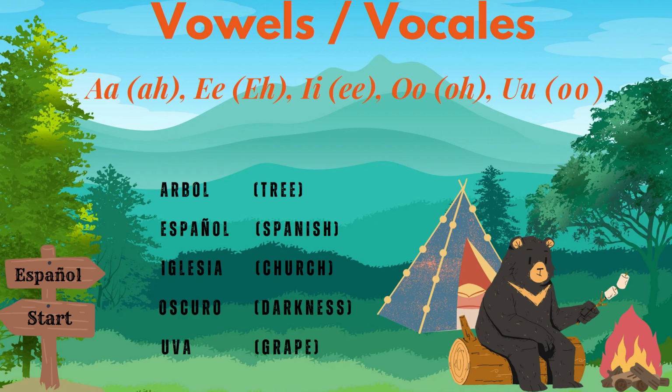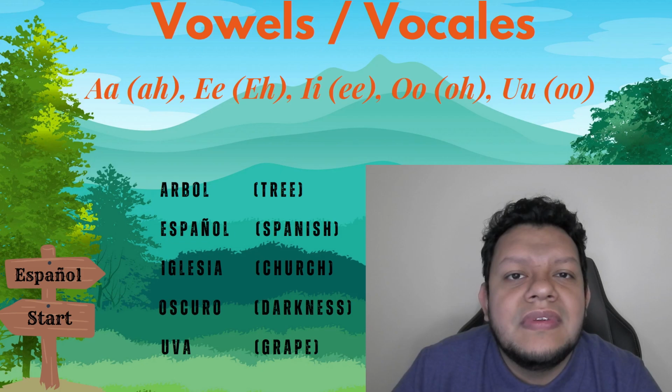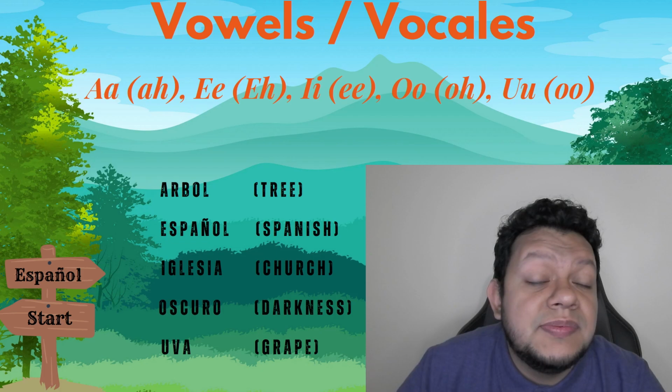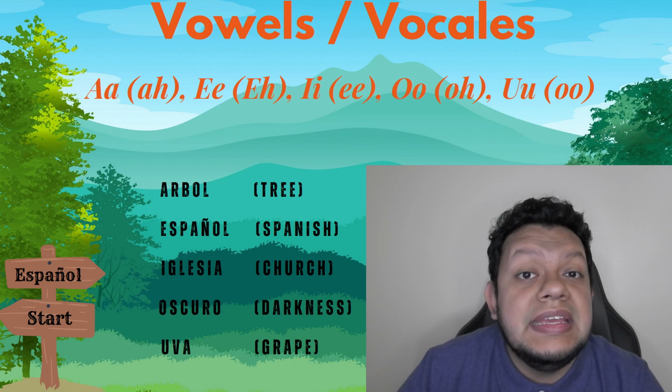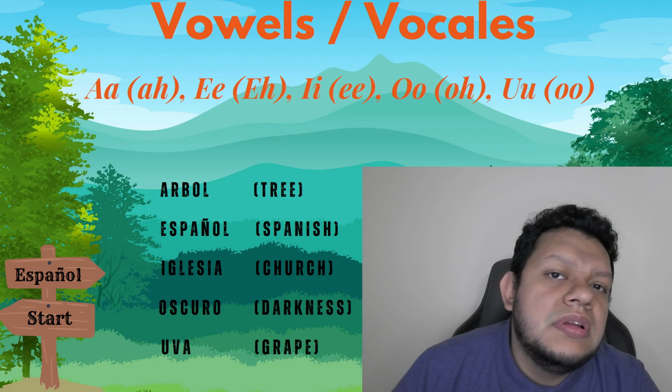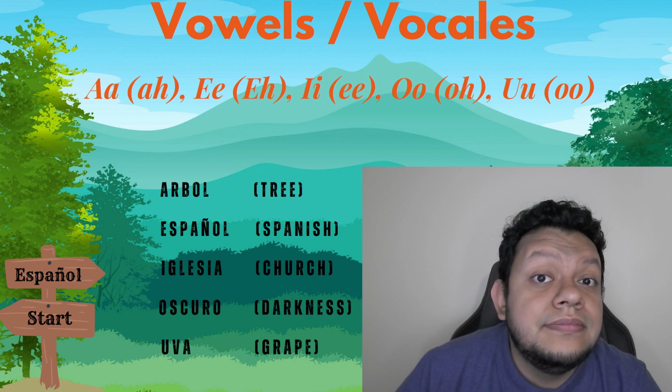The vowels are pronounced as follows. A is pronounced A. E is pronounced E. I is pronounced E. O is pronounced O. And U is pronounced U. A, E, E, O, U.